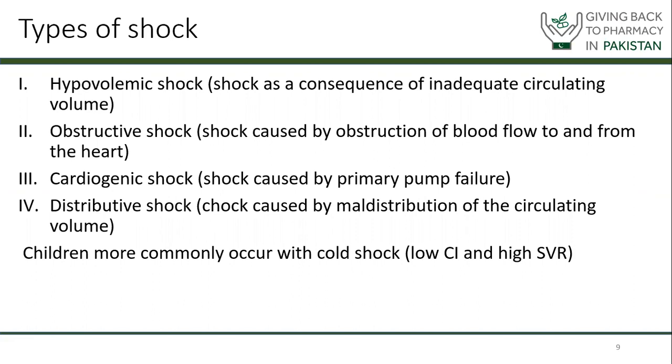Now comes cardiogenic shock. Cardiogenic shock is basically caused by primary pump failure. Like if we talk about myocarditis, which is very commonly observed in pediatric patients, or endocarditis, it might lead to cardiogenic shock. And the fourth one is distributive shock. Distributive shock is caused by maldistribution of the circulating volume.